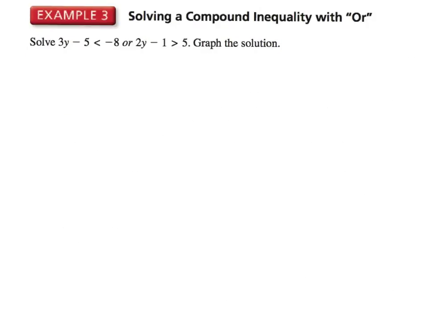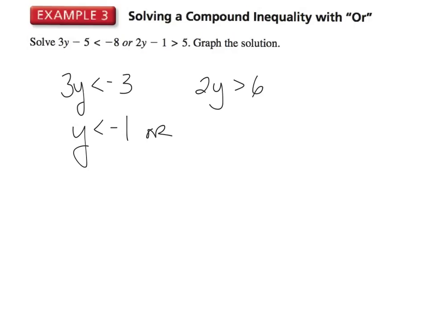Example 3. We're now solving an OR problem. All you do is just solve each one separately. So this is easy, 3y, I add 8 to both sides. That gives me 3y is less than -3. I divide by 3, I get y is less than -1. Or, if I add 1, I get 2y is greater than 6. Divide by 2, y is greater than 3. So this is the OR problem.